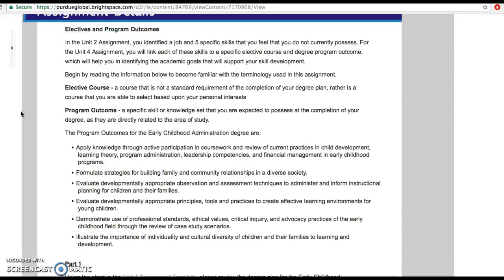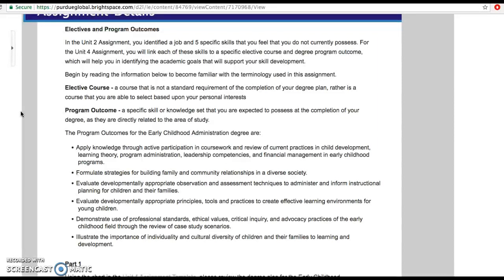In the Unit 2 assignment here in the reading, you identified a job and 5 specific skills that you feel you do not currently possess. For the Unit 4 assignment, you will link each of these skills to a specific elective course and degree program outcome, which will help you identify the academic goals that will support your skill development. And then we explained that an elective course is a course that is not a standard requirement for the completion of your degree. Rather, it is a course that you are able to select based on your personal interests. That's a big thing. What is an elective?